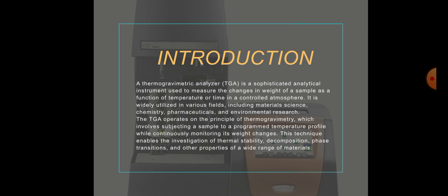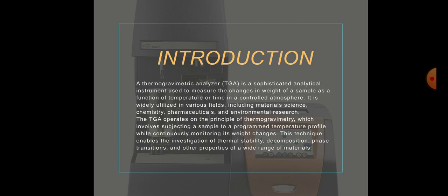Introduction of thermogravimetric analyzer. A thermogravimetric analyzer is a sophisticated analytical instrument used to measure the changes in weight of a sample as a function of temperature or time in a controlled atmosphere. It is widely utilized in various fields including materials science, chemistry, pharmaceuticals, and environmental research.